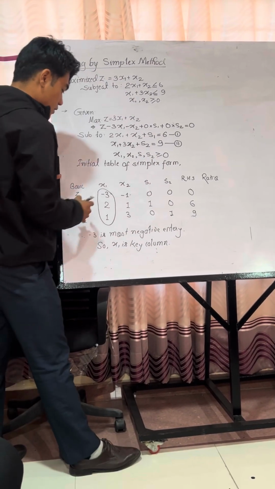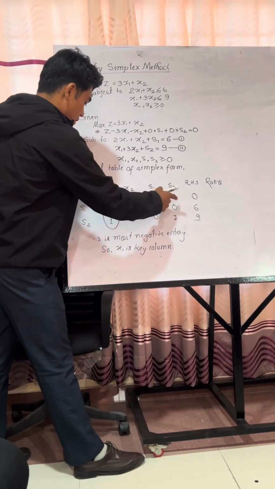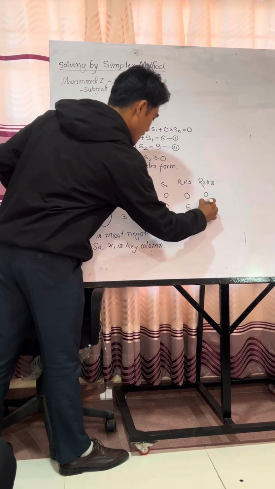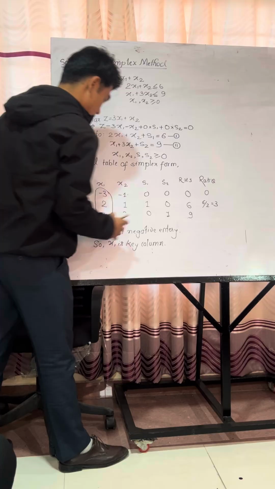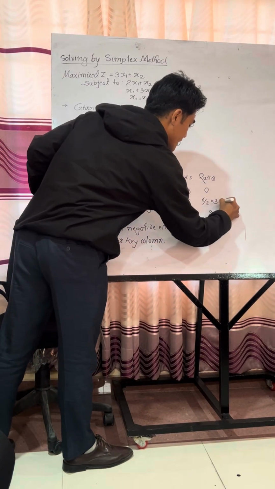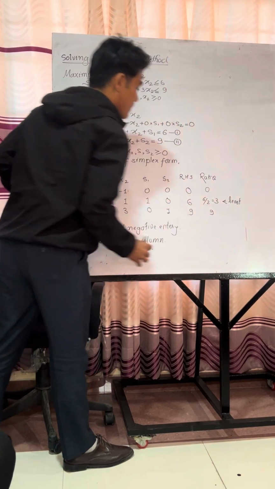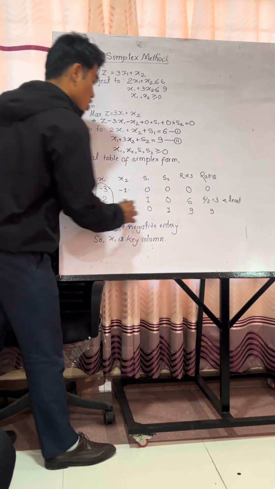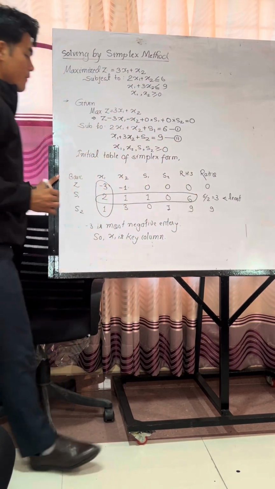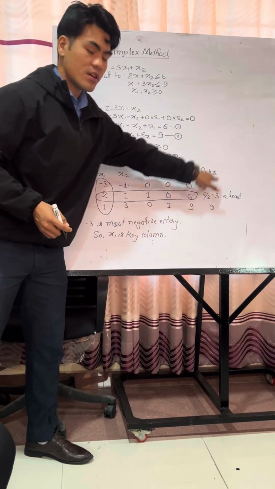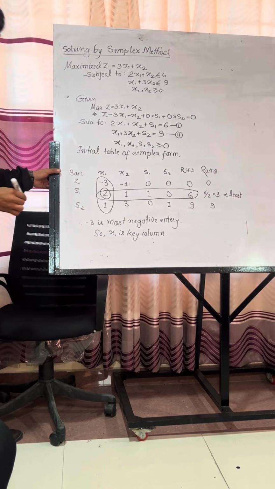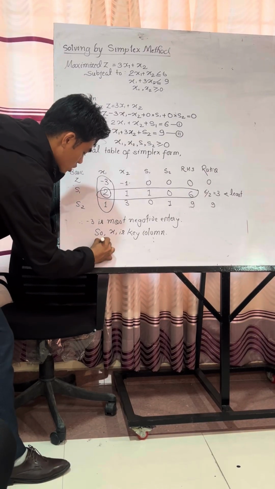Now for the ratio we will divide the RHS by this x1 column. So 0 divided by minus 3 gives 0, 6 divided by 2 gives 3, and 9 divided by 1 gives 9. Here we see the least ratio, this 3 is the least one, so this will be your key row. How to define the key row? To define the key row, we look at the least ratio. So here 2 is the key element.